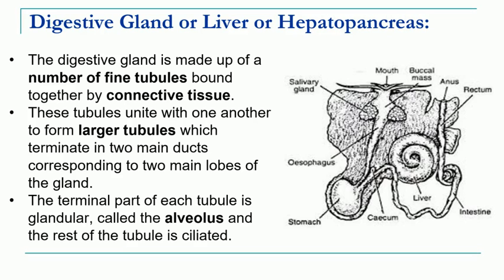Now the terminal part of each smaller tubule is glandular, with the presence of glands, and it is called the alveolus, and the rest of the tubule is ciliated, bearing cilia for the easy movement of the digestive enzymes.